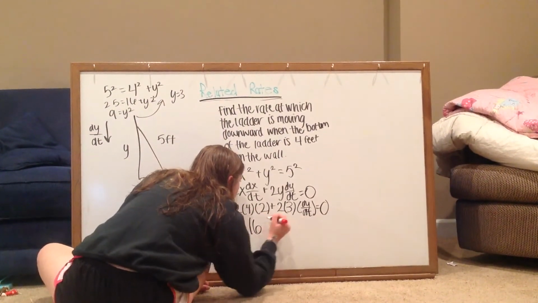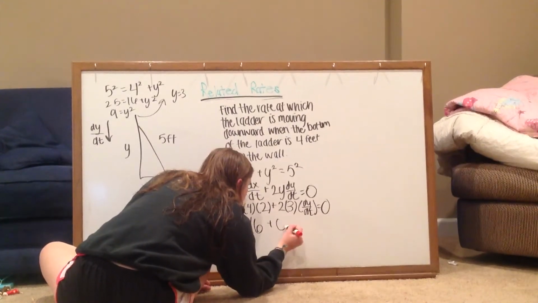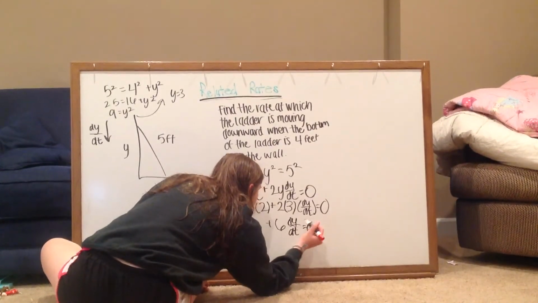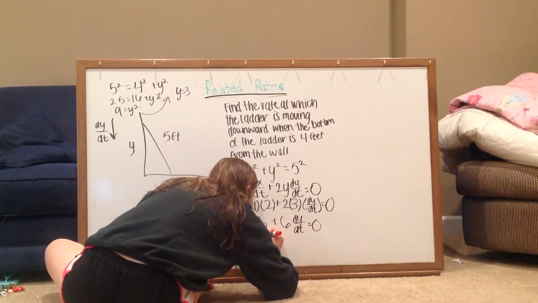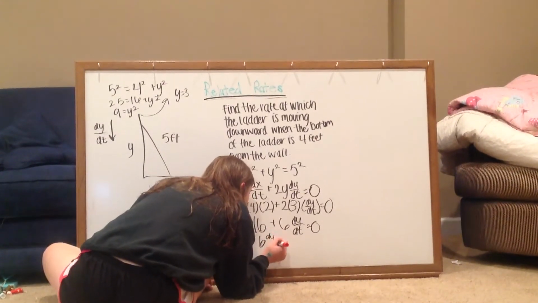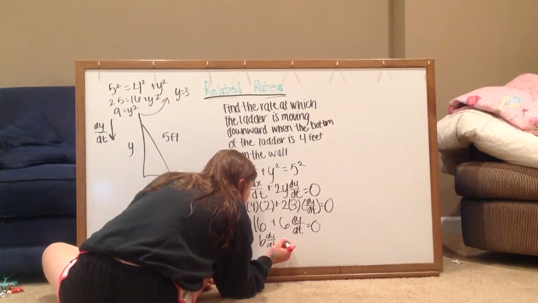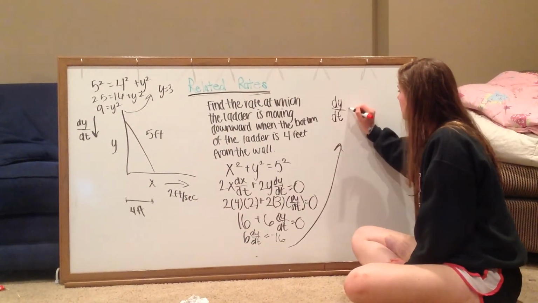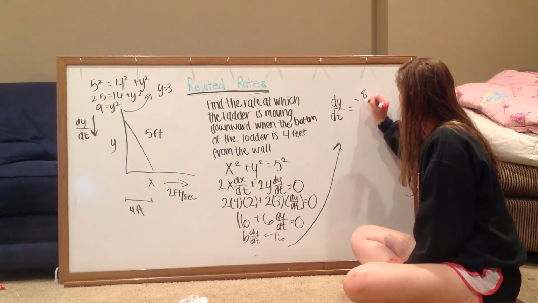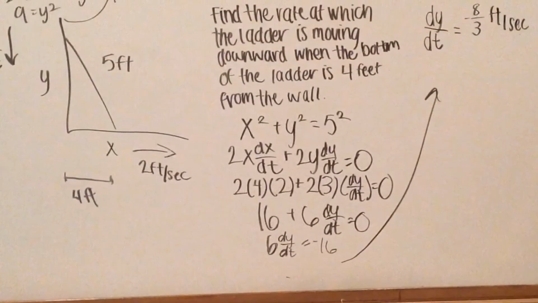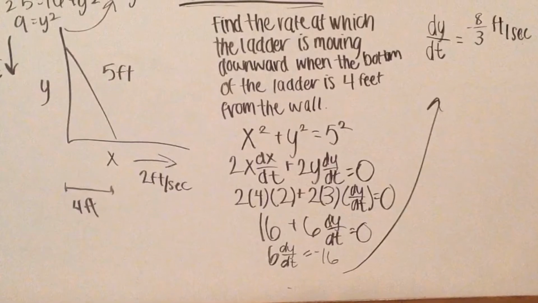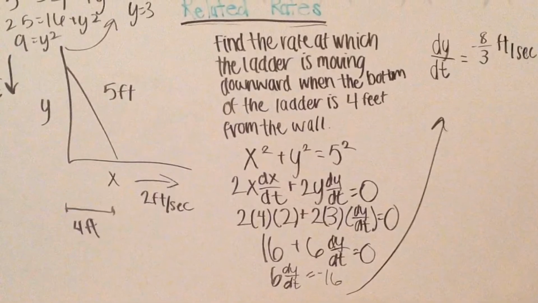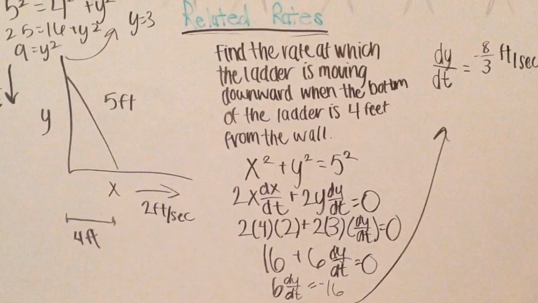So after solving for that, you get 16 plus 6 dy over dt is equal to 0. In the next step, you get 6 dy over dt is equal to negative 16. You divide both sides by 6, and you get dy over dt is equal to, simplified, negative 8 over 3 feet per second. So as you can see, the answer that we got was negative because the ladder is moving downwards on the wall. Hopefully this video helped in solving related rates problems.